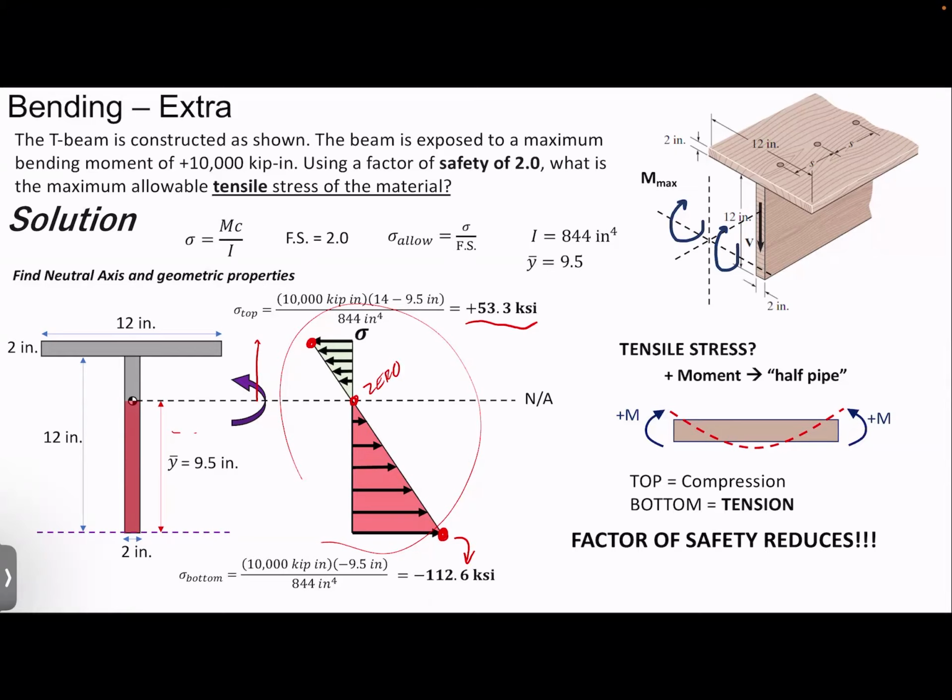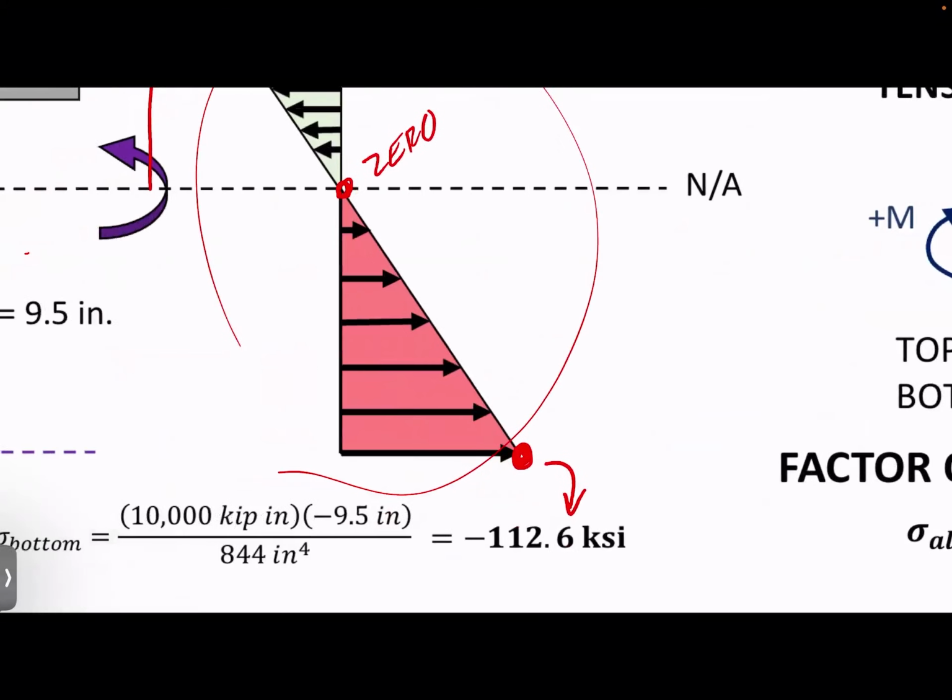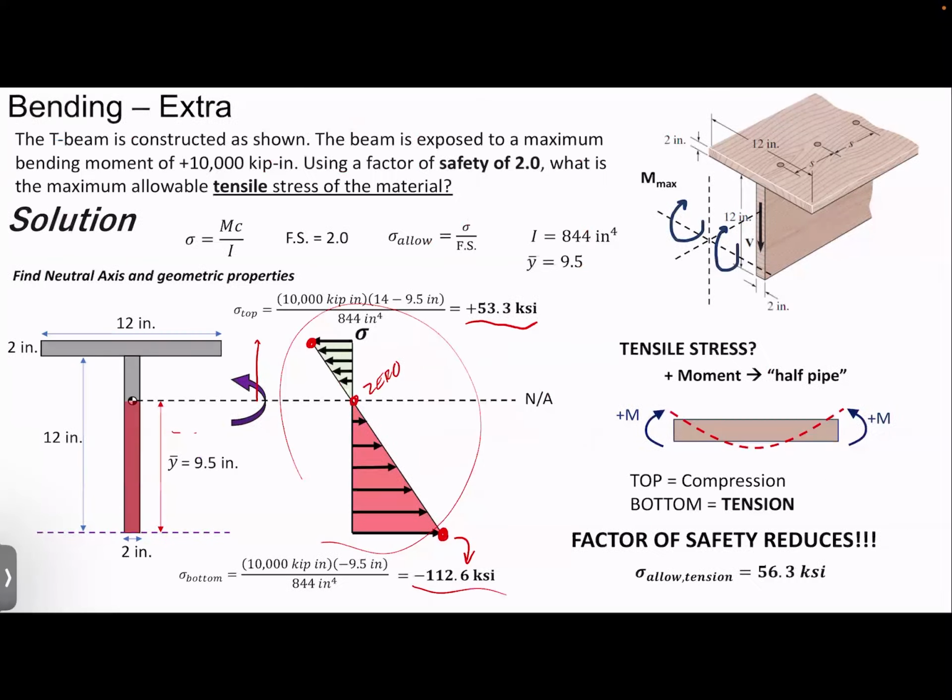Okay, so remember though, we're not done because we have to find the factor of safety, the allowable. So this is the top. We need to divide this by 2 to get the allowable tensile stress of 56.3 KSI. So don't forget if you have a problem with factor of safety in there.